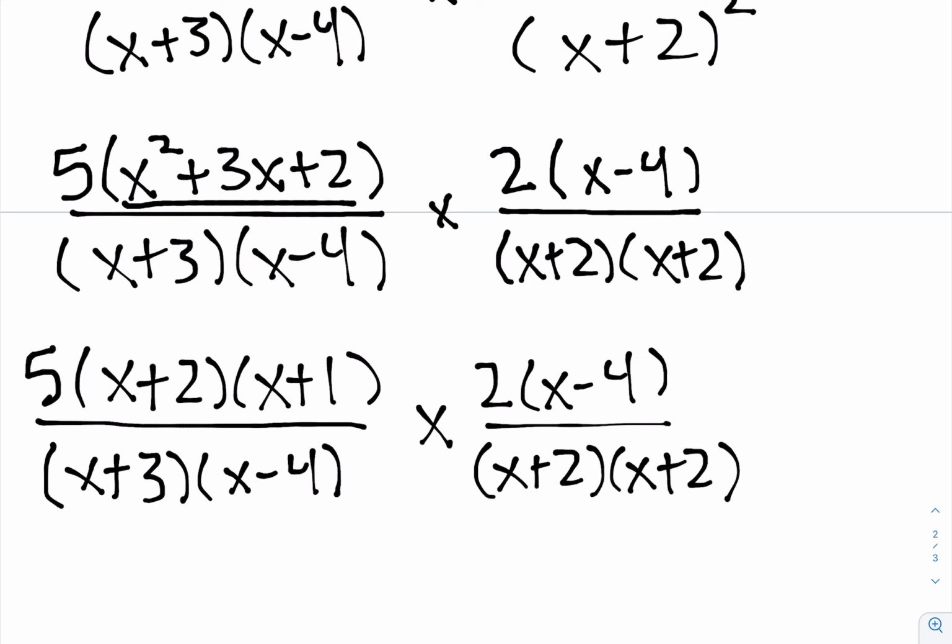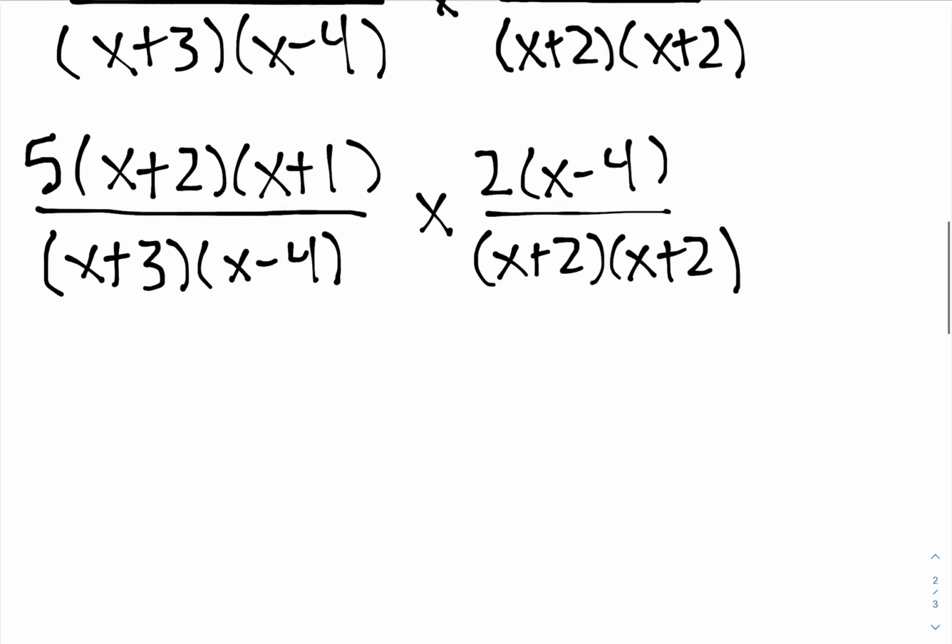All right, so now we have everything factored. We have this multiplication sign between them, which is awesome. So now all that we are going to do is cancel what we see on the top and the bottom, the fun part. So I see x plus 2 on the top and bottom. I see x minus 4 on the top and the bottom. And that looks like it's it.